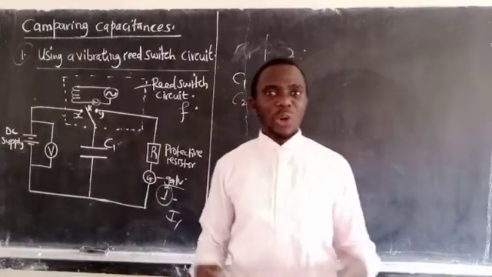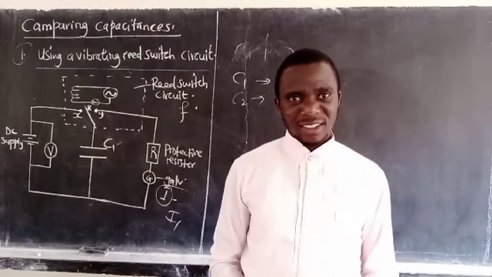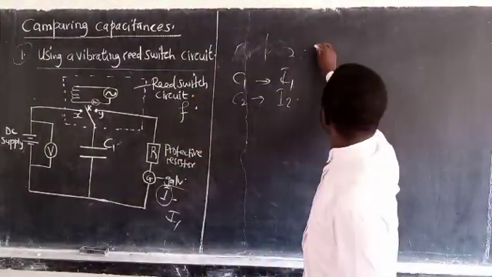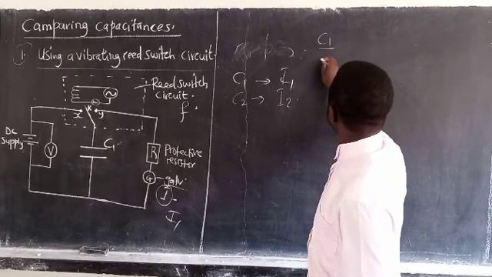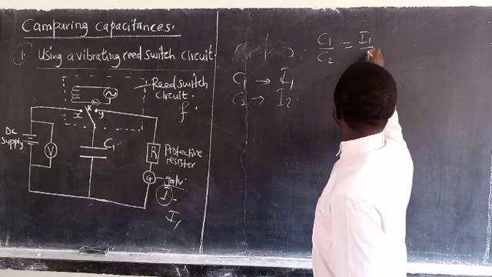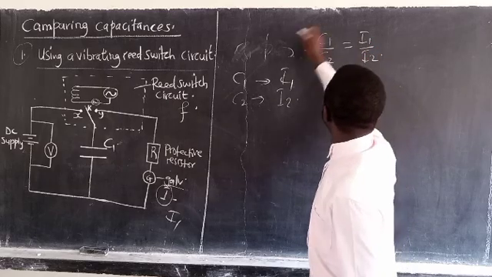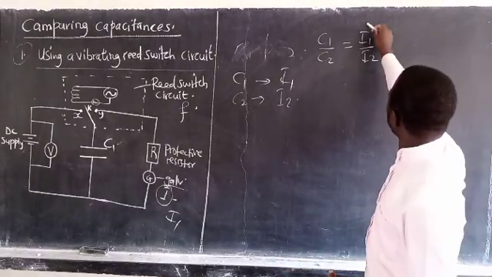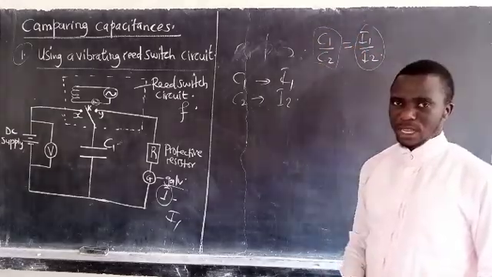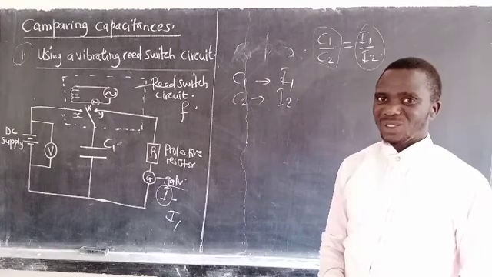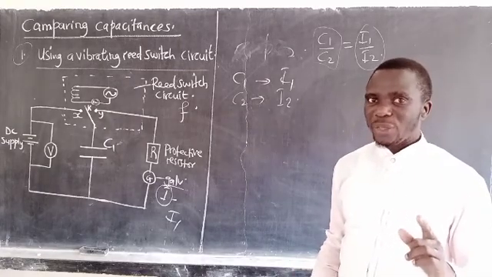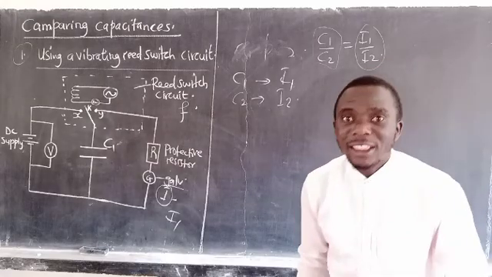Then, how do we compare the two? The comparison is as simple as saying the capacitance C1 out of the capacitance C2 is I1 out of I2. Then, depending on the size of this ratio, you can know which of these two is bigger than the other. Is that one easy? Yes, it is as simple as that. Are you there? How do we arrive at that?